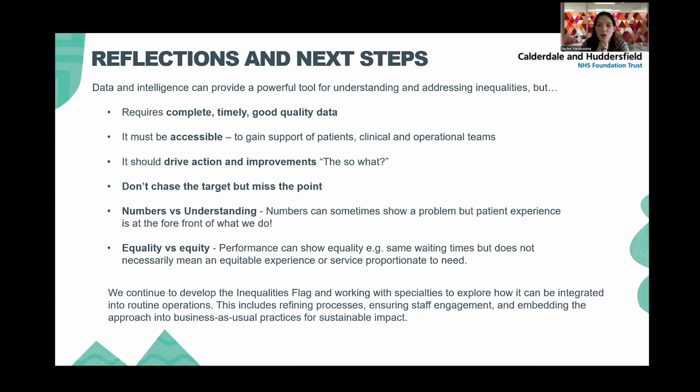So just to sum up, I think we've really found that data and intelligence can provide a really powerful tool for understanding and addressing inequalities, and that data is needed to underpin understanding how inequalities might show up within our services and then guiding us towards how to address that. But there are a few caveats and learning that we've had. It does require high quality data and the right systems. Essentially, you need complete, timely and good quality data to do this work well. We're very lucky. I know that our ethnicity data, for instance, is near to complete, and if it wasn't for that, we probably wouldn't have been able to undertake some of the work and analysis that we have done.